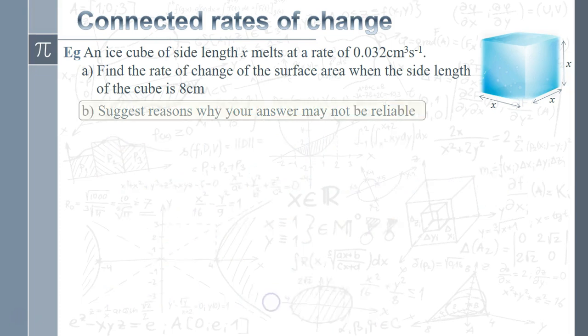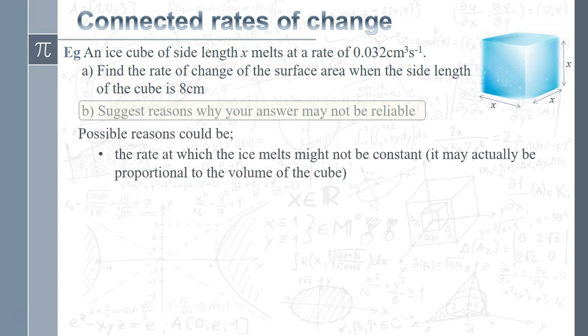Right. Part B, suggest reasons why your answer might not be particularly reliable. So this is standard stuff in any modelling question. It's always going to be, well, why might it be that your model is not particularly reliable? Or what issues have we got? Well, off the top of my head, possible reasons could be, well, the rate at which the ice melts might not be constant.